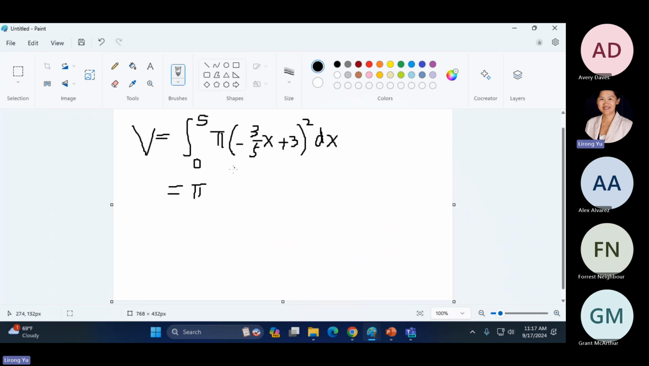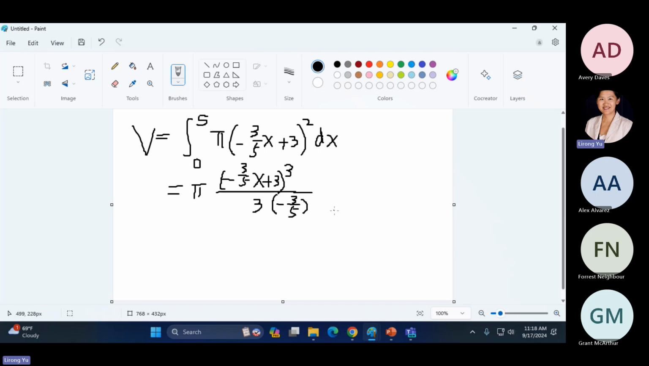So the antiderivative of this, according to the power rule, is negative 3 over 5 x plus 3 to the power of 2 plus 1, which is 3, and then this divided by 3. So this is the power rule. And then we have the reverse chain rule, which calls for the division by the negative 3 over 5. Okay, so that's going to be the antiderivative.